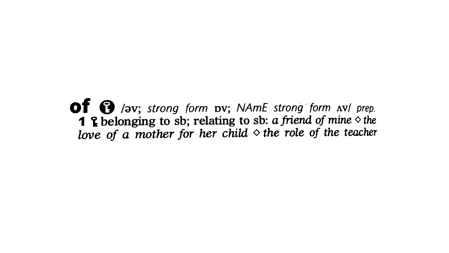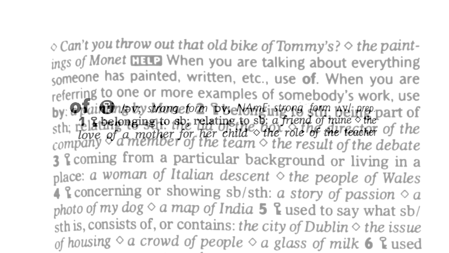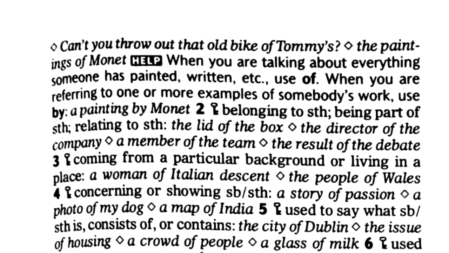And the next thing is, how could it be used? What is the grammatical fitting of the word in a sentence? It's a preposition. And next comes the meaning, which says belonging to somebody, relating to somebody. And then the examples: a friend of mine, the love of a mother for her child, the role of a teacher, can you throw out that old bike of Tommy's, the painting of Monet.